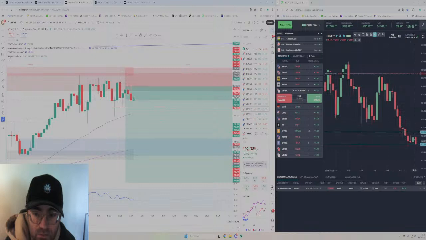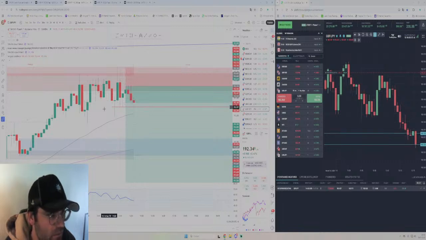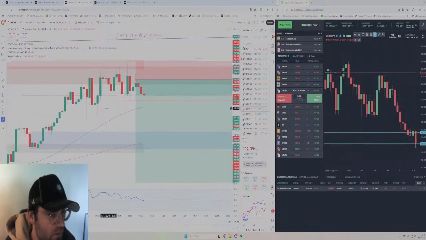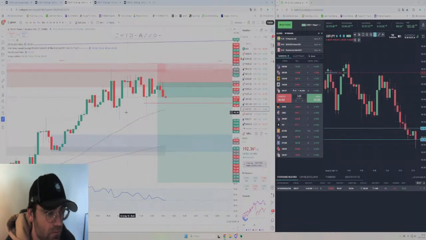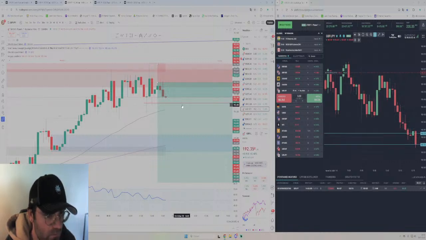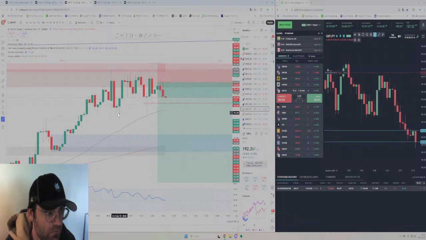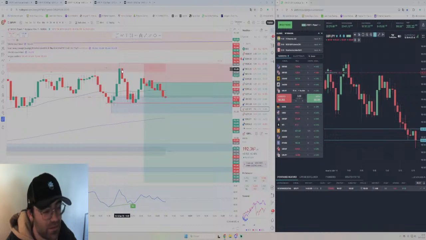This 1 minute candle is actually really nice because it created a wick on the 15 minutes, which I like. Oh, it's weird. The 5 minutes is actually bullish, but the 15 and the 30 minutes are bearish.